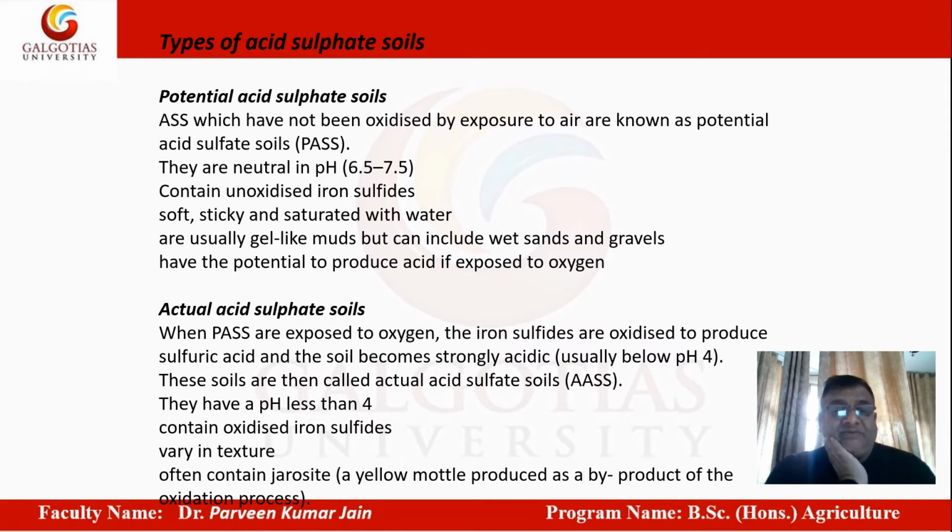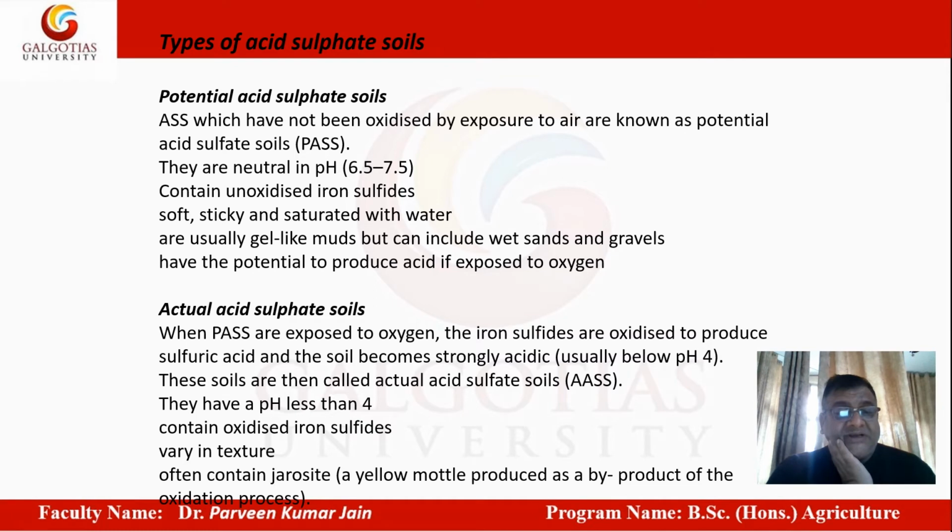This is almost below, goes to below 4, and these soils are then called actual acid sulfate soils, or AASS. So this is the difference between PASS and AASS: in actual acid sulfate soils the acidic reaction has already happened, whereas in potential acid sulfate soils, once they come in contact with oxygen, they can go on to become actual acid sulfate soils.